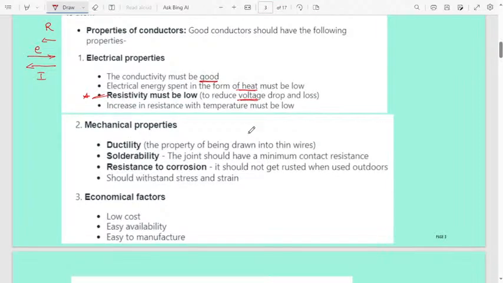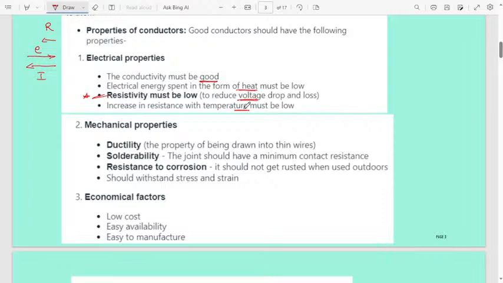Next point, increase in resistance with temperature must be low. When you increase the temperature of any conducting material, the increase in resistance will be low. Even if you increase the temperature of a particular conductor, the percentage of increase in resistivity will be low. Remember why I am explaining, because this point is very important.